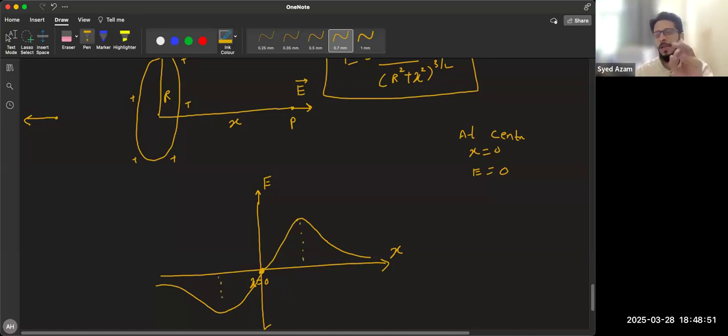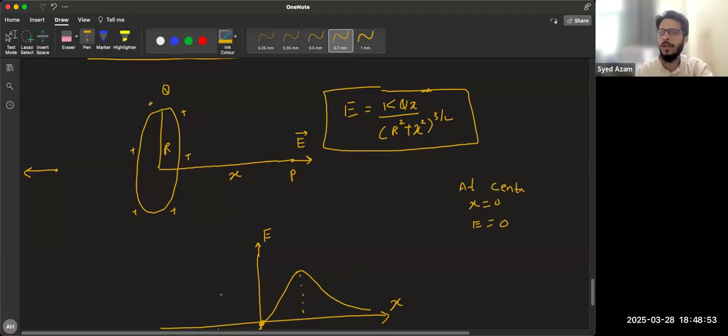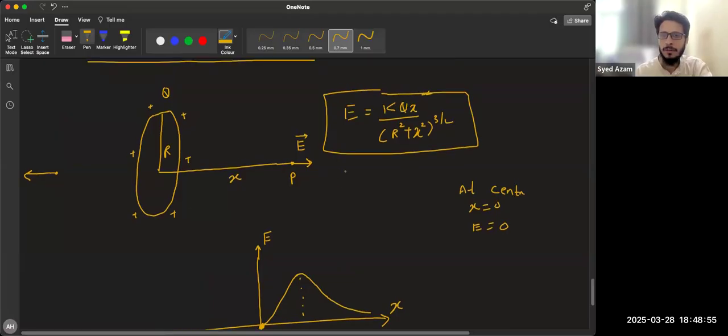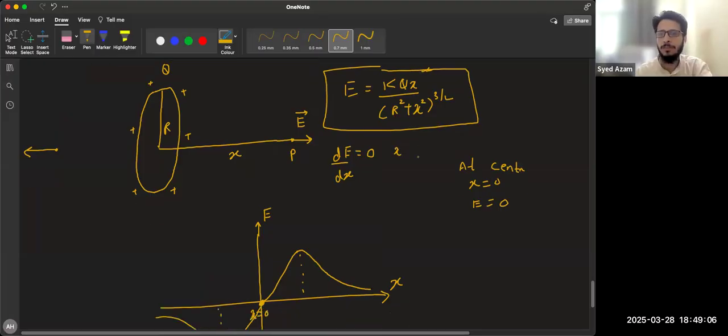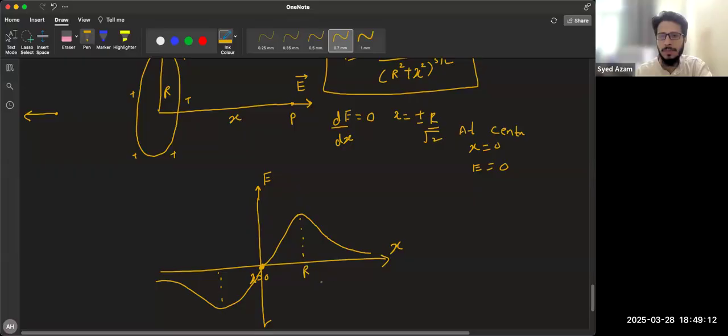If you're interested in calculating this point, you can easily calculate it using maxima and minima. What you can do is differentiate E with respect to X and then equate it to 0. So when you equate it to 0, you can get the value of X. That value of X is plus minus R by root 2. So the value of the field is maximum at plus R by root 2 and minus R by root 2. This plot is important.